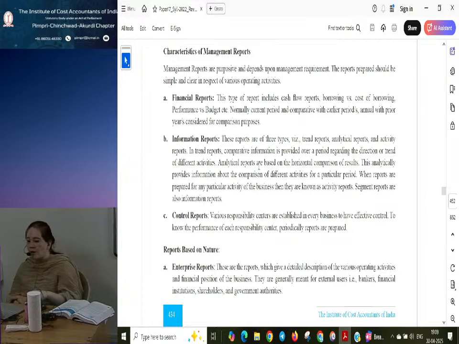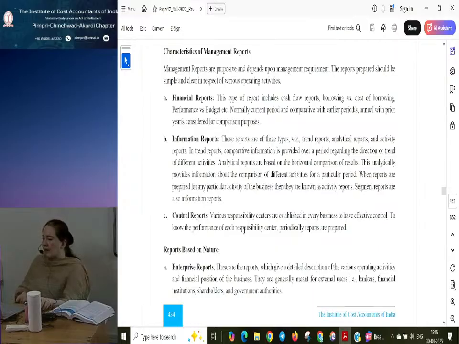So it is monitoring and reporting on the controls that exist in an organization. So these are the characteristics of management reports. Well, coming to reports based on nature, there could be a classification based on nature.